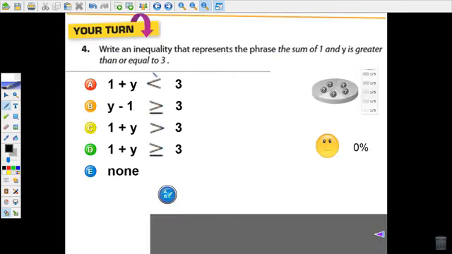Now we've got the your turns. Write an inequality that represents the phrase, the sum of 1 and y is greater than or equal to 3. Okay. Pause. So the sum of 1 and y, so 1 plus y, is greater than or equal to 3.